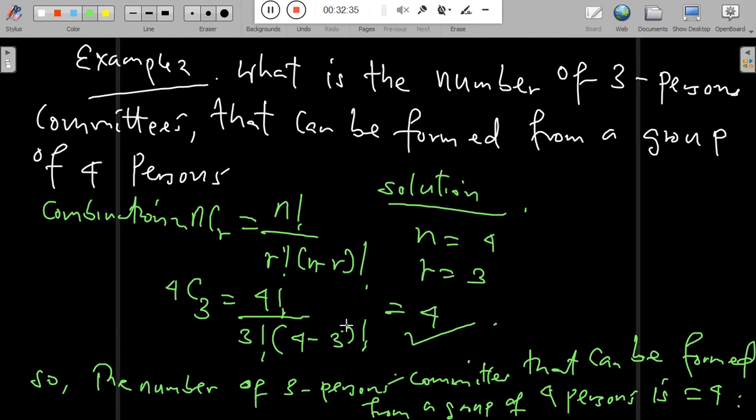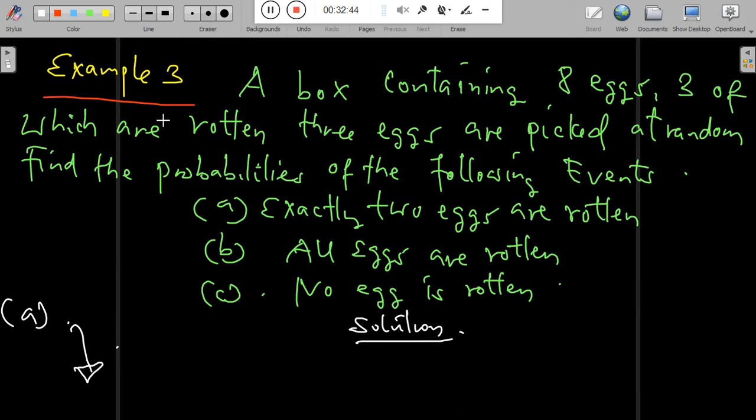Let's consider another example where we find the probabilities of events that may occur on a single part and on two sides as well. A box contains 8 eggs, 3 of which are rotten. 3 eggs are picked at random. Find the probabilities of the following events. A. Exactly 2 eggs are rotten. B. All eggs are rotten. C. No egg is rotten.